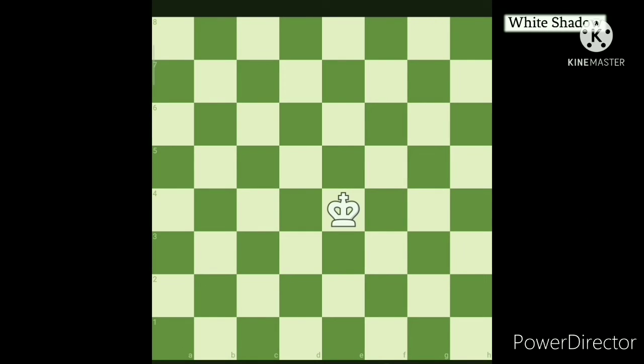So now we will talk about the king. King is the most important piece of the game. I mean, that's obvious because without king there is no game. And king can move diagonally as well as in the shape of plus, but it can only move one square at a time.